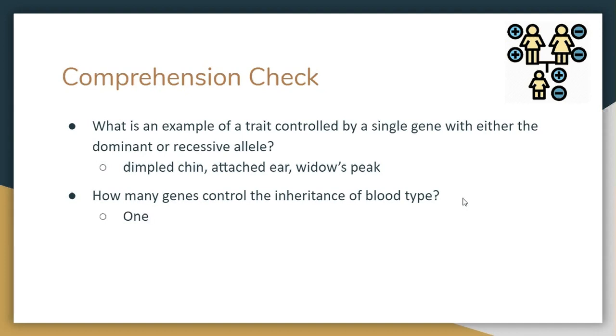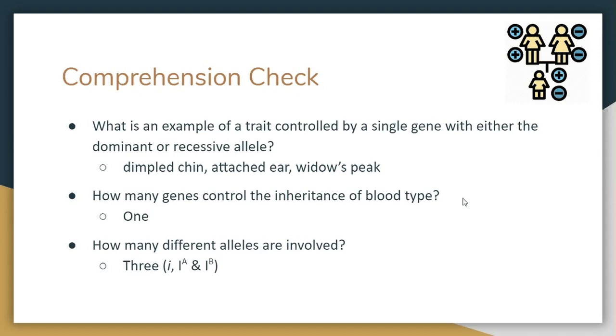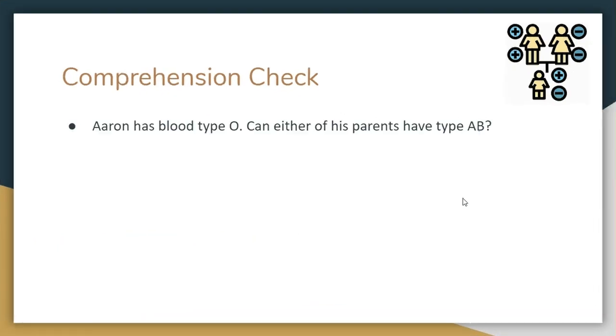Just one. Trick question. But page 135, single gene, multiple allele. We learned 3 different types of alleles, right? Last one. This is at the bottom of 136. You're filling out your workbook for next class. One of the questions asks, if Aaron has blood type O, can either of his parents have the type AB?